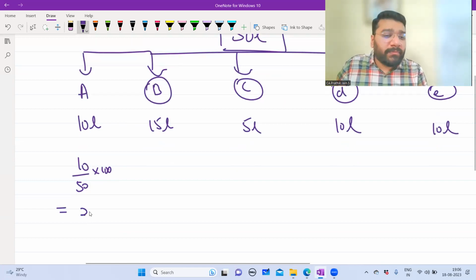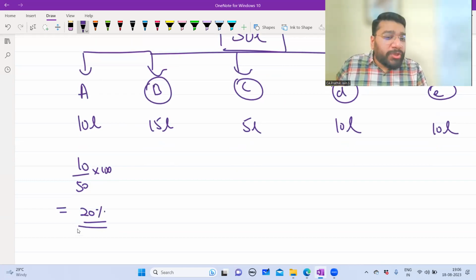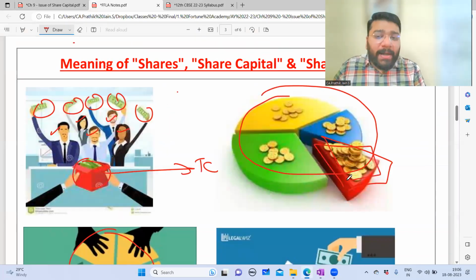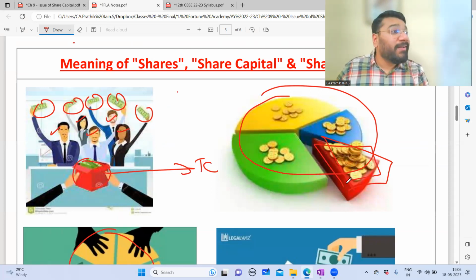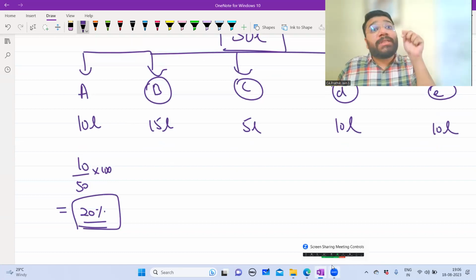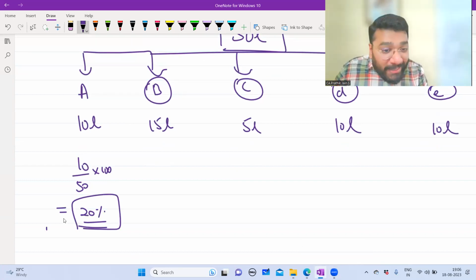1 by 5 is how much? 20%. So 20% of the capital is contributed. To the extent that capital is contributed, he's getting a 20% share in the profit of the company. So whatever profit the company is earning, how much is his share of profit? 20% will be the share of profit.